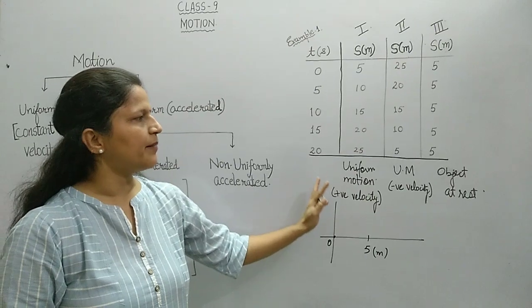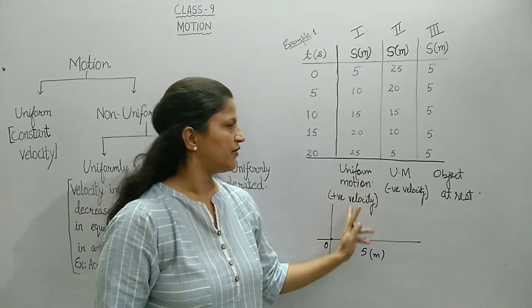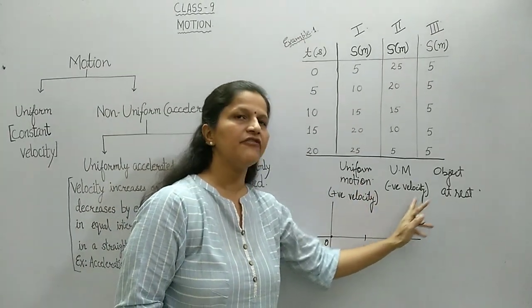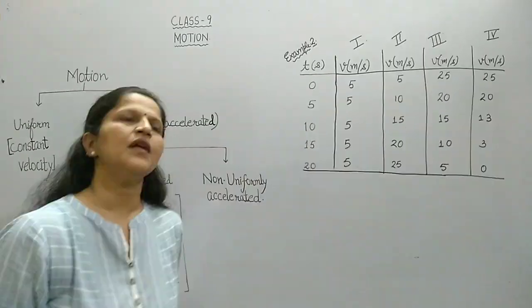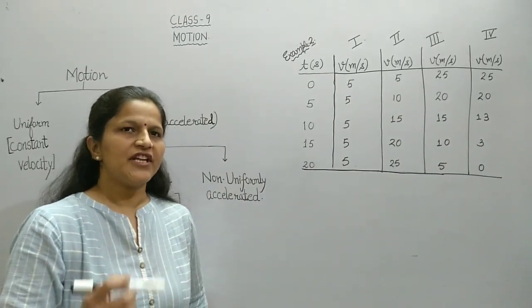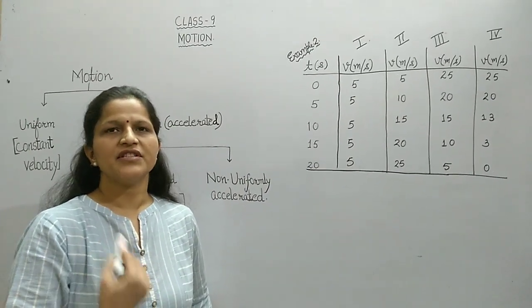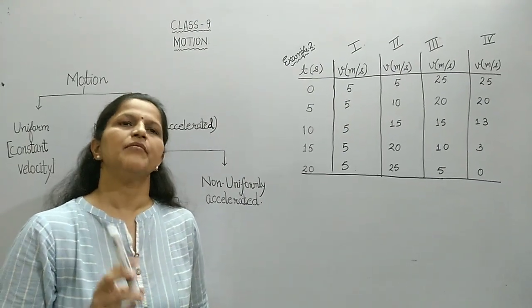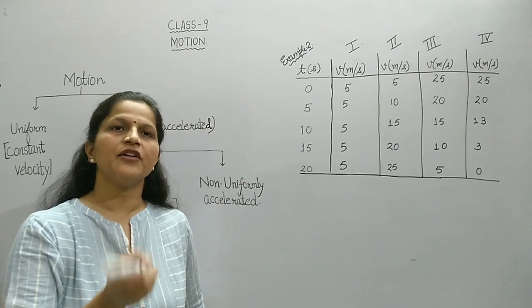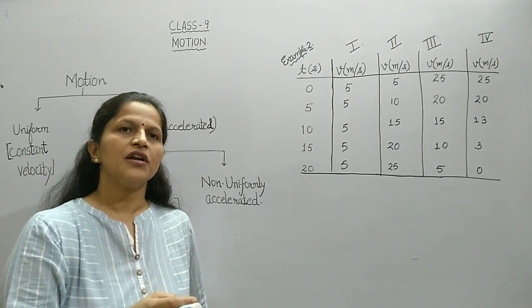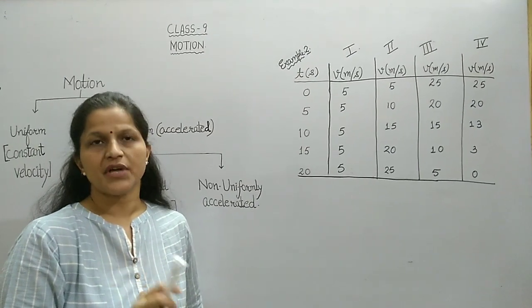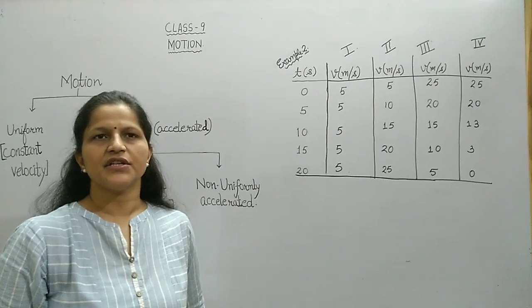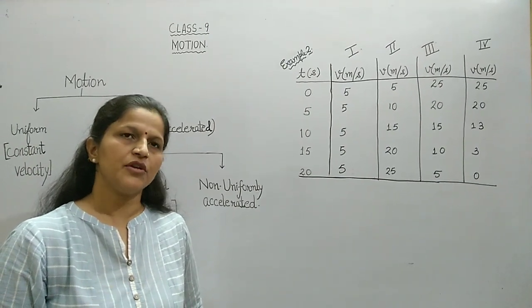So these are the examples showing uniform motion with positive velocity, with negative velocity, and object at rest. So we saw that when speed of a body remains constant in a straight line, then the motion is called uniform. But what if either the speed of the body changes or the path doesn't remain a straight line? In such a condition, the motion is known as non-uniform.